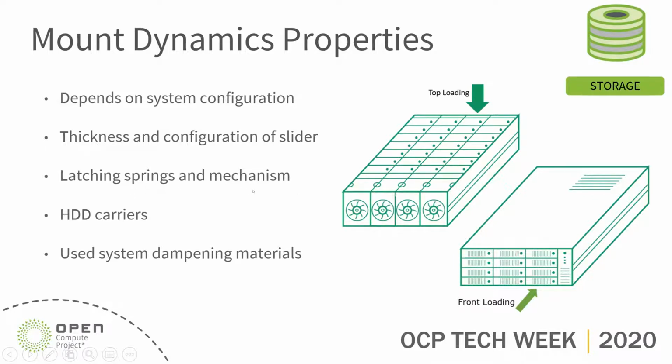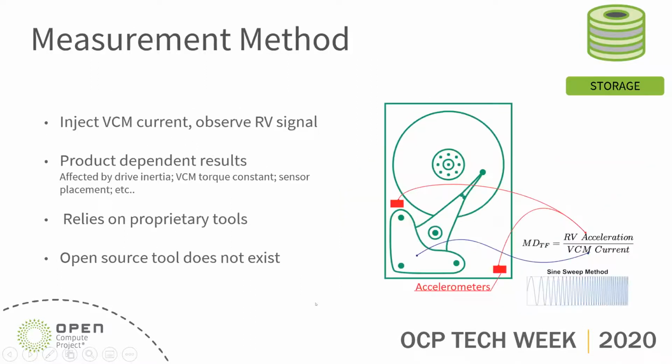We also noticed that latching mechanisms have quite noticeable impacts. In some systems, there is a peak which just corresponds to a spring in the latch mechanism, and removing that spring would reduce the size of the mount dynamics mode by half. Carriers, if the system uses carriers, the materials, the plastic, affect damping significantly. So all of those factors contribute a lot to the overall shape of the mount dynamics mode.